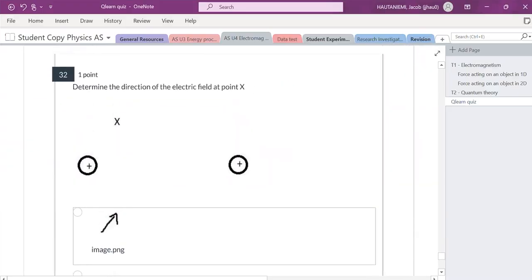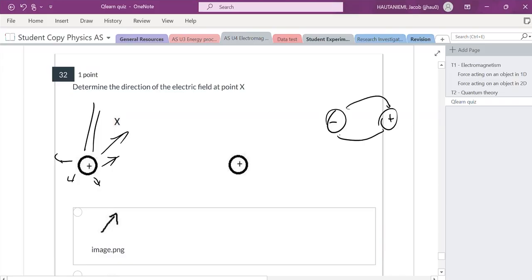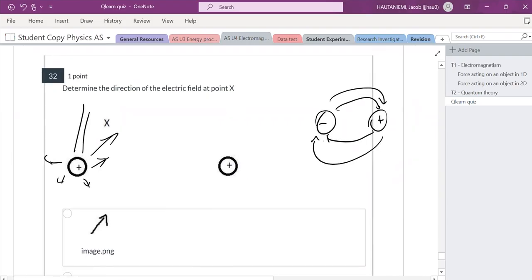But it's a good one to think about. Determine the direction of the electric field at a point X. So we know for electric charges, they go out in all directions. They go out there, out there, out there, and out there. Now, if you've got a negative and a positive charge, it's pretty easy. You're going to have that negative to positive, and it goes out like so. And they just keep going in like that.